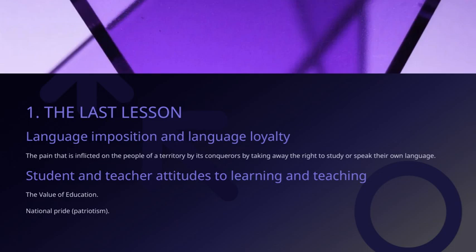Language imposition is a big part of this. When a dominant group forces its language on others, loyalty to one's native language often becomes a form of resistance. This is beautifully captured in the story of The Last Lesson, which highlights how language and education are acts of cultural survival. Overall, these points remind us that language and education are powerful tools for preserving identity and resisting oppression, especially when they are under threat.